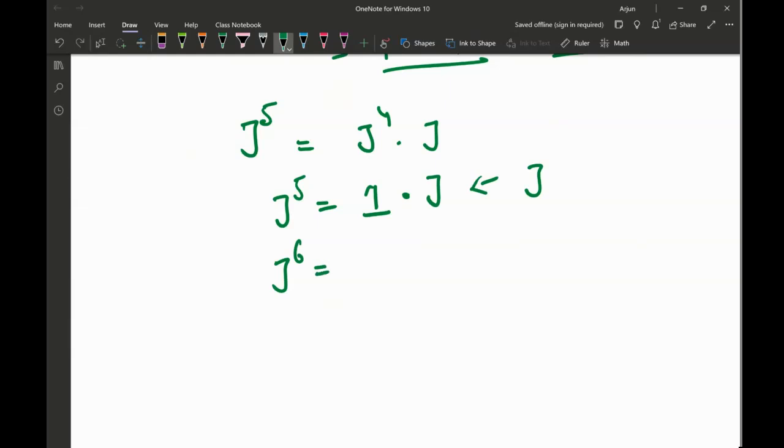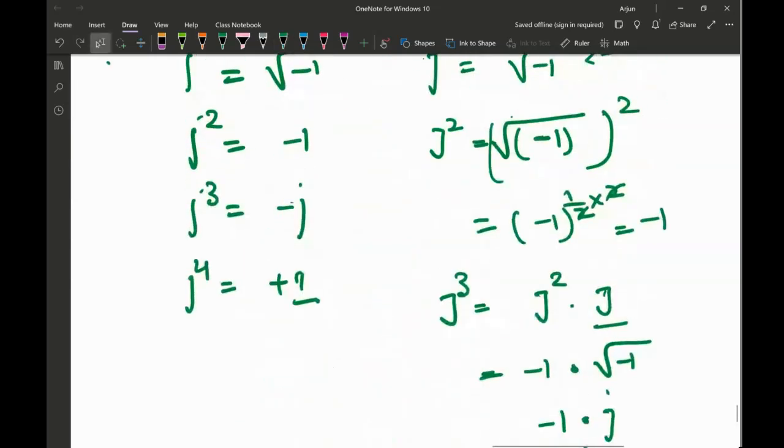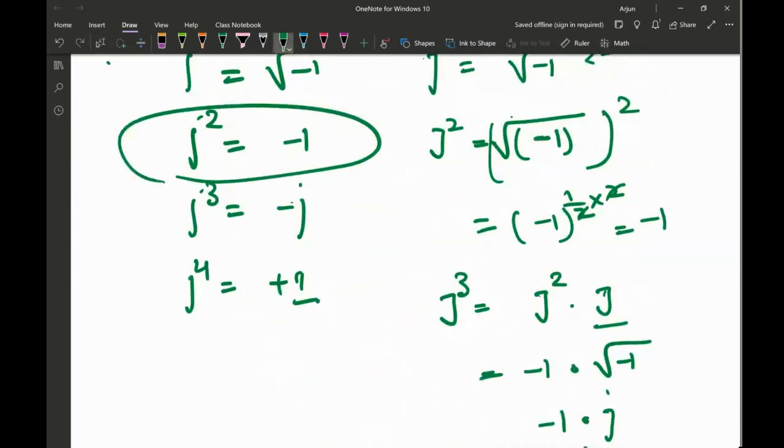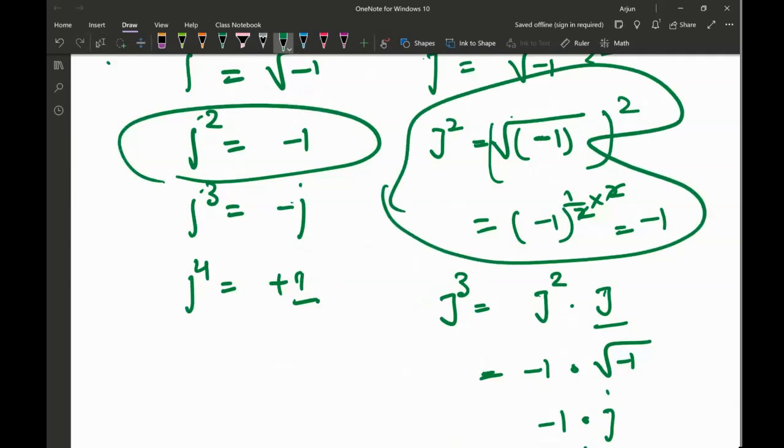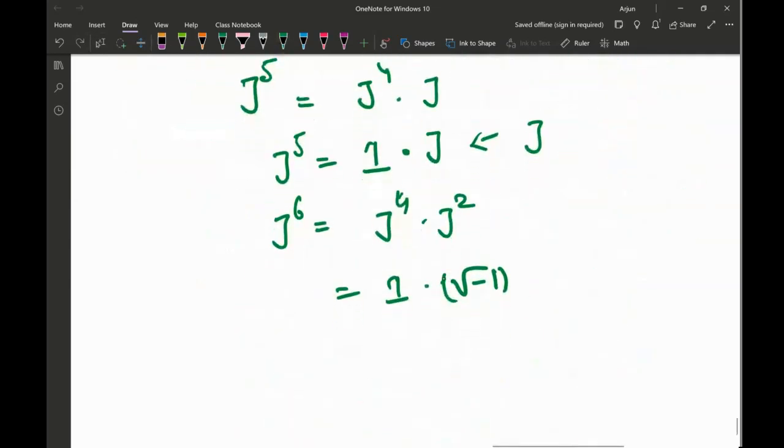So j to the power of 6 will become j to the power of 4 times j to the power of 2. Now I can write it as 1 times the square root of -1 squared, which means the whole process which I did here, and I've already shown you how I got to this by following this process. So I'm going to just directly write it as -1 here. So j to the power of 6 will become -1.